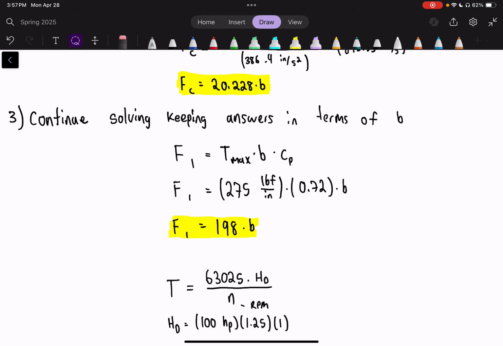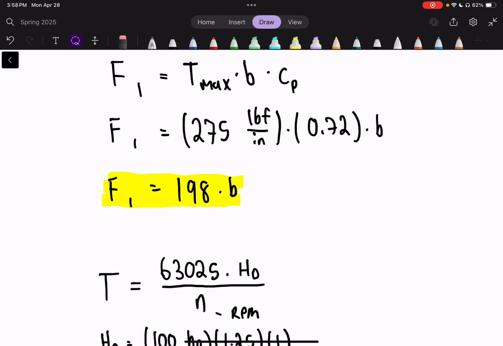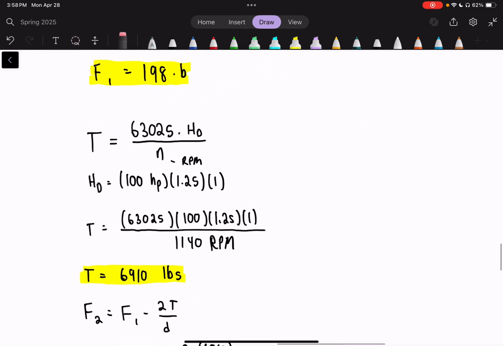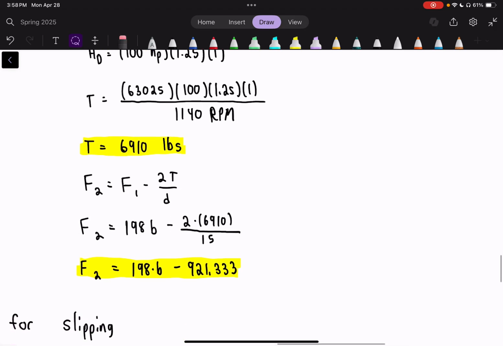We are able to plug in everything here. The same thing applies here: CV is 1, B is the constant, CP is from the table. So we plug those in, and we get a tension force of 198 times that constant B. Now going on, plugging in more, we're going to, of course, try to keep the units correct the whole time as we go through this. We plug in this required torque, and we're going to get that it's 6,910 pounds after plugging everything in.